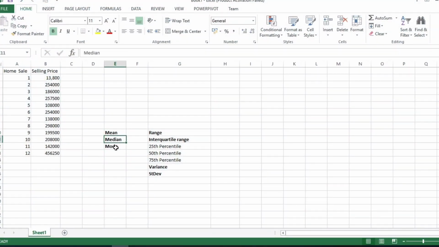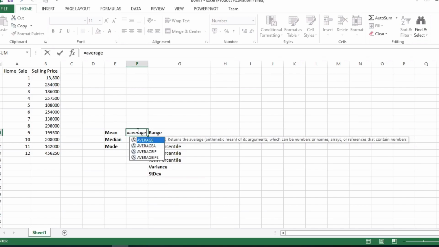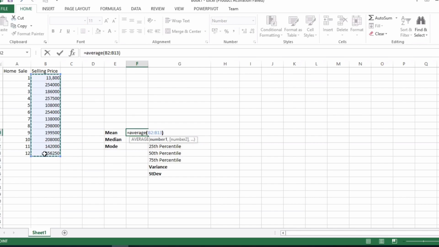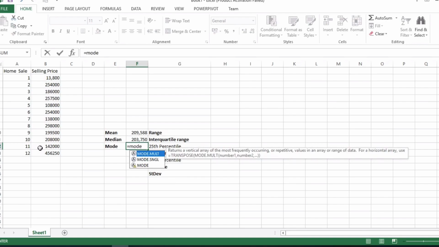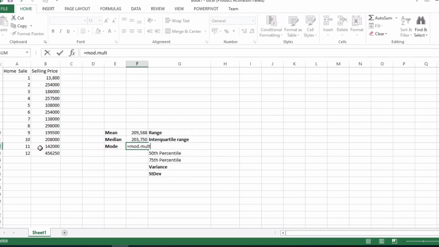Okay, so let's try computing the mean, median, mode, range, interquartile range, variance, and standard deviation using Microsoft Excel, using the home sales and selling price data. We can compute the mean by typing equal AVERAGE and then the cell range. For the median, we have a function called MEDIAN, then the cell range.